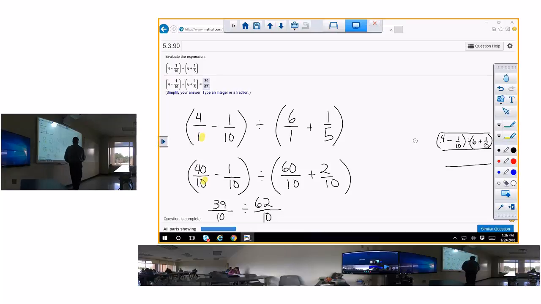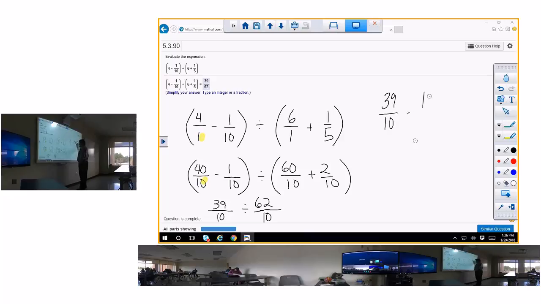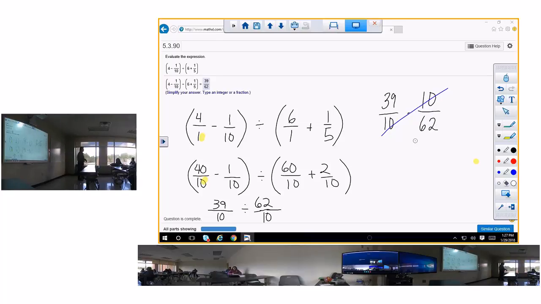And now you've got a place where you need to divide. Now remember, there is no division. So you multiply by the what? 39 over 10 multiplied by 10 over what? Look at there. Getting those common denominators work. Look at there. Those 10s go out. Now, if you had different denominators, then you would have to do another step of reducing.